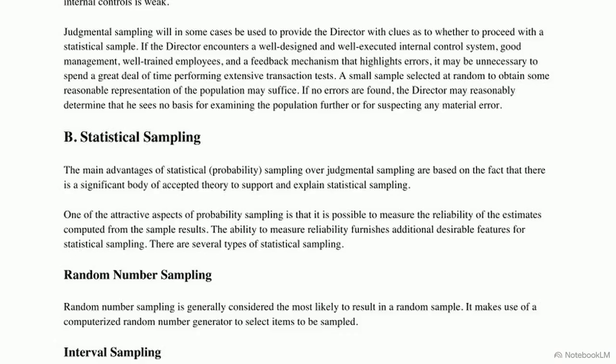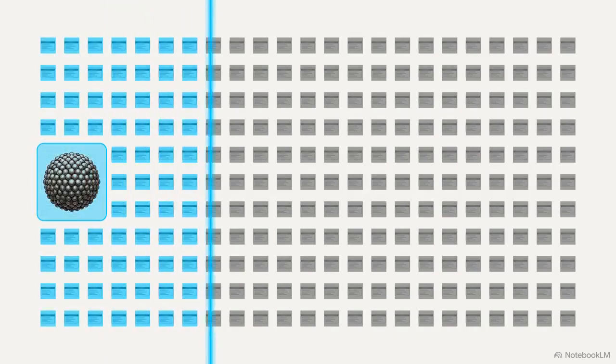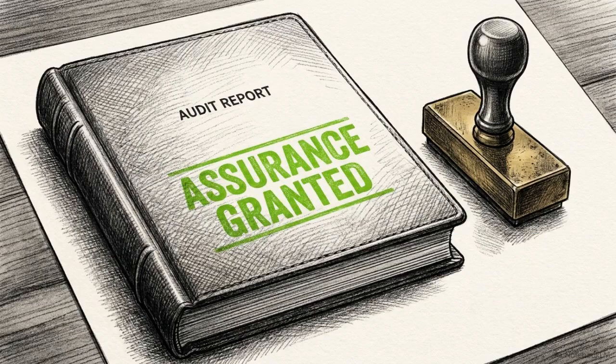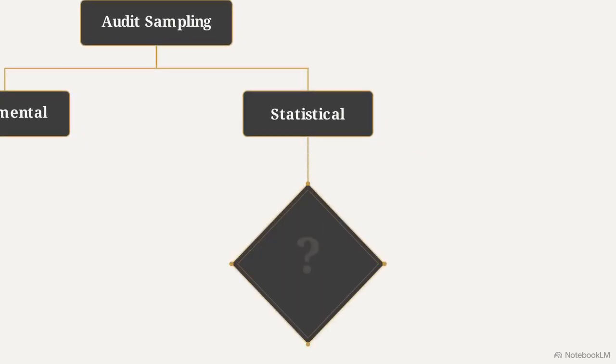Statistical, or probability sampling, ensures that every single item in the population is assigned a known chance of selection. This mathematical objectivity allows the auditor to accurately project their sample findings across the entire enterprise. If the audit objective requires providing assurance on an entire unknown population, statistical sampling is the only valid path forward. Following the statistical branch down, we hit the next decision node, identifying the specific phase of the audit.